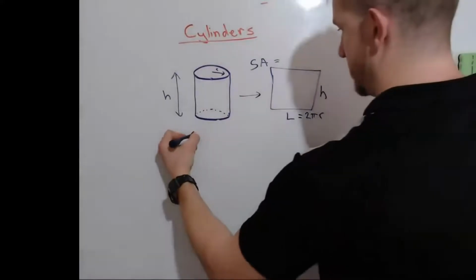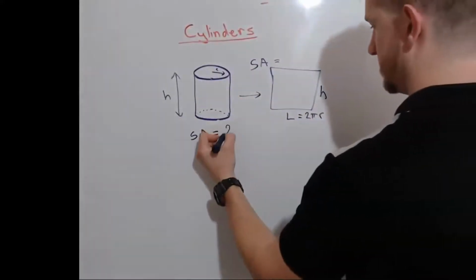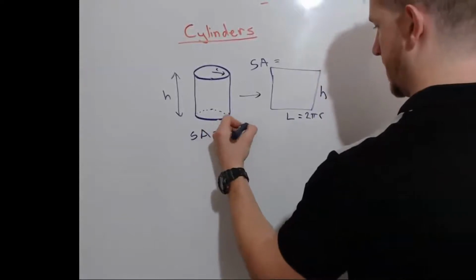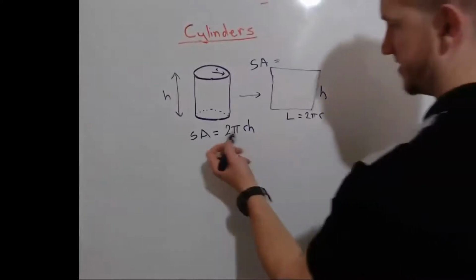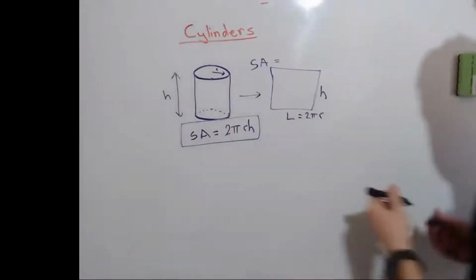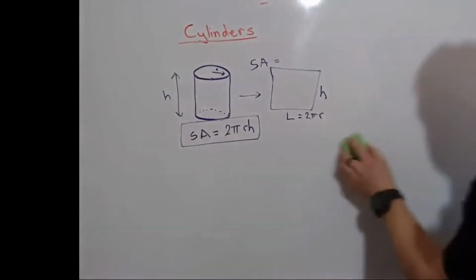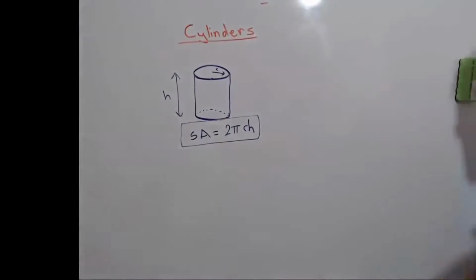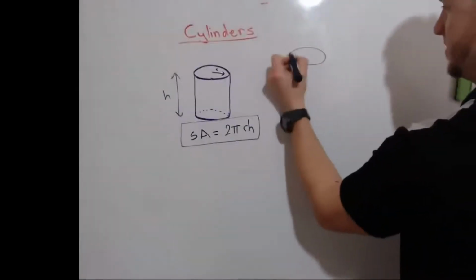So the surface area of an open cylinder is 2 pi r times height, where r is my radius, height is just the height of the cylinder, and pi we can put in our calculator, 3.14.